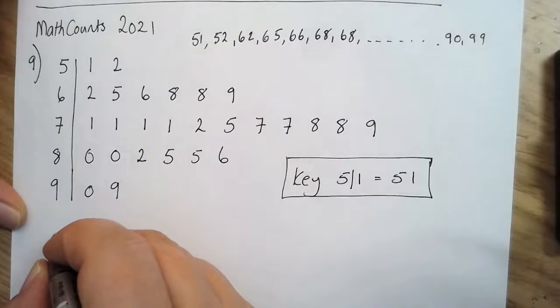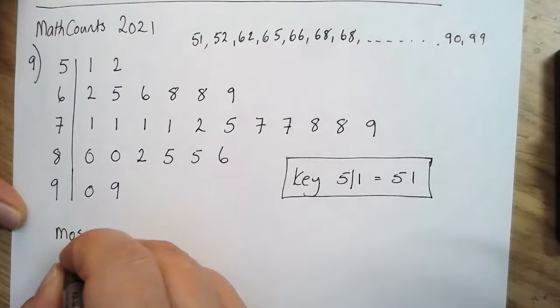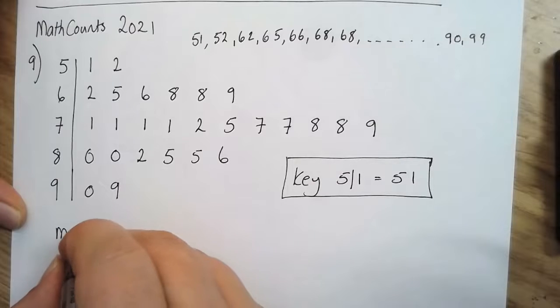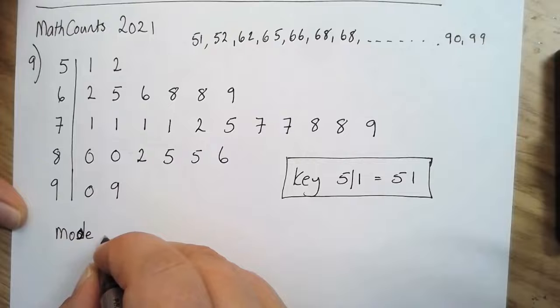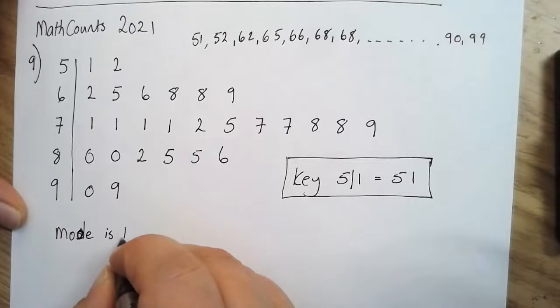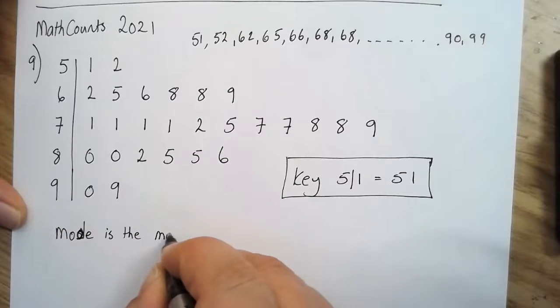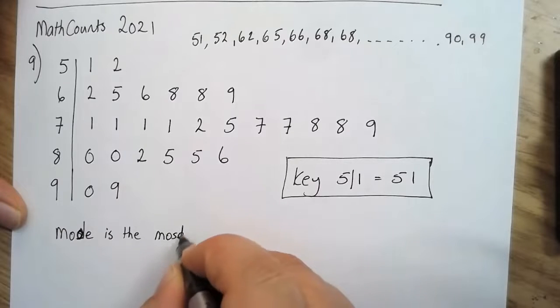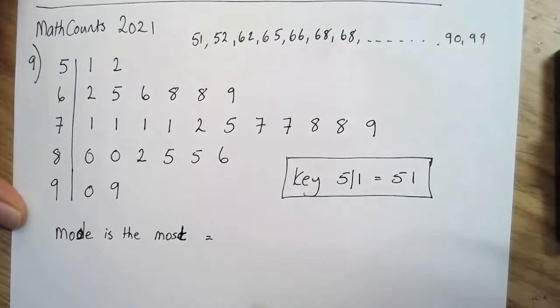We've got to find different things. We've got to find the most. No, it's called the mode. It asks you for the mode, and the mode is the most. Which number appears the most times?